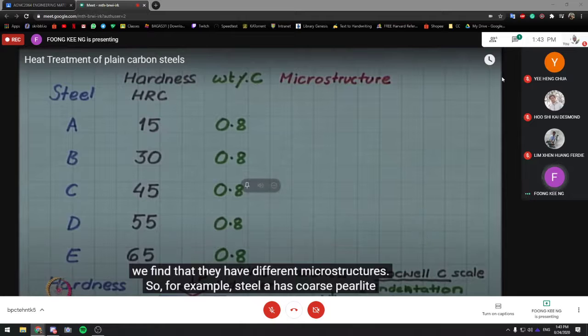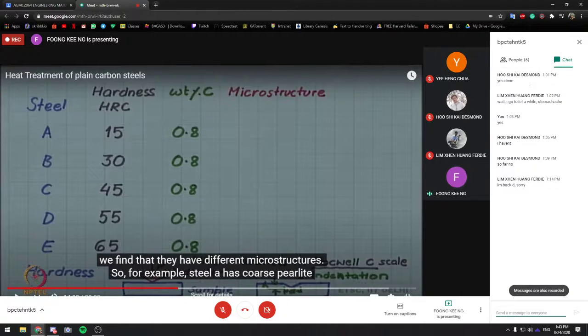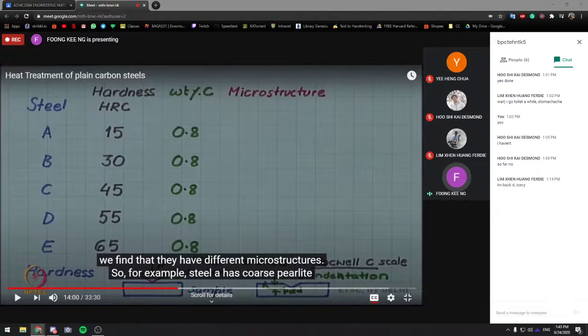introducing the iron carbon phase diagram to you, as in how do you enhance the strength of steel in general.